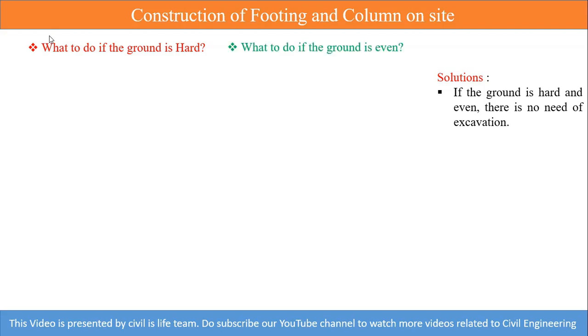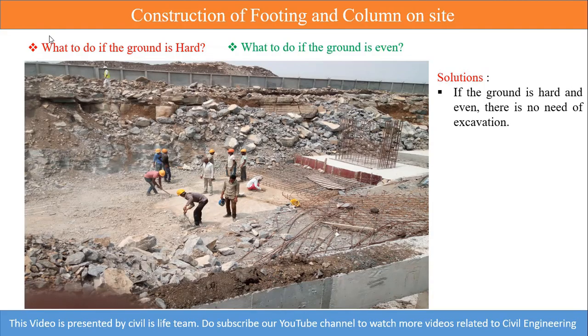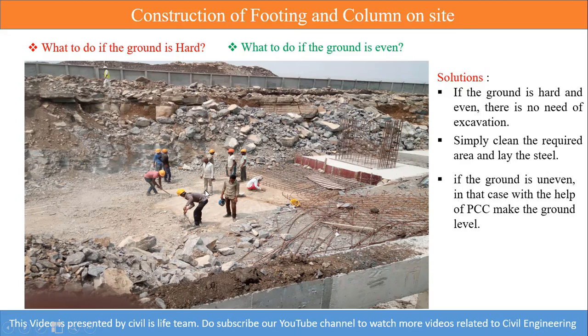And then another question is what to do if the ground is even. If the ground is even, then simply we have to do some cleaning works, that is called dressing. So it is done, simply clean the required area and lay the steel. Directly you can lay the steel. So you can observe here also a steel mat is already ready. After cleaning this, they are going to keep this mat on this area by looking at the center points.